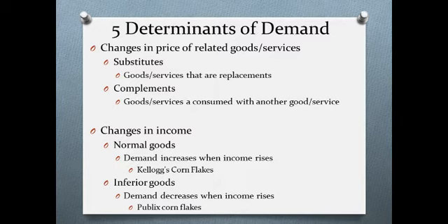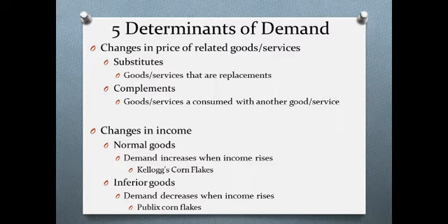Let's really take a closer look at this. Now that we've kind of talked about these topics, let's get into a bit more detail. We've introduced them. Changes in price of related goods or services. Substitutes are goods and services that are replacements. Complements are goods and services that are consumed with another good or service. So, tea and coffee are substitutes. Coffee and cream are complements. Okay? Changes in income. Normal goods: demand increases when income rises.